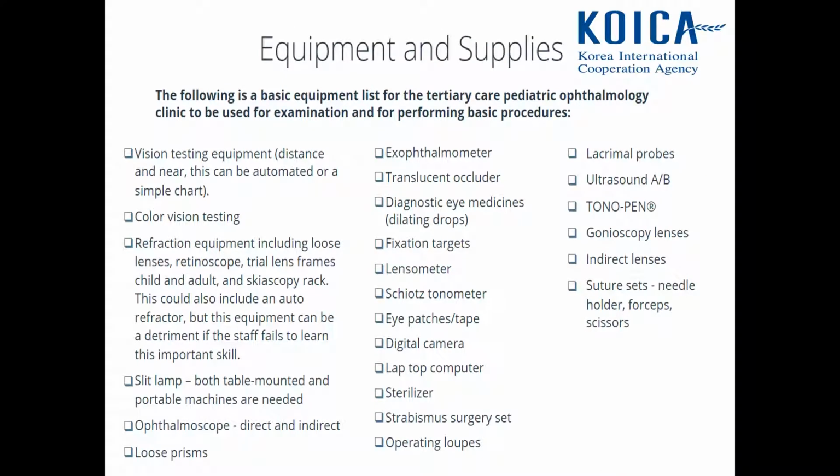So, for the prevention and the treatment of the many causes of blindness, we need exact examinations of the eye states and functions. For that, we need many equipment and supplies. All these following lists are not only for pediatric eye training, but also for others. I will explain some essential equipment and examination methods among these from the next slides.